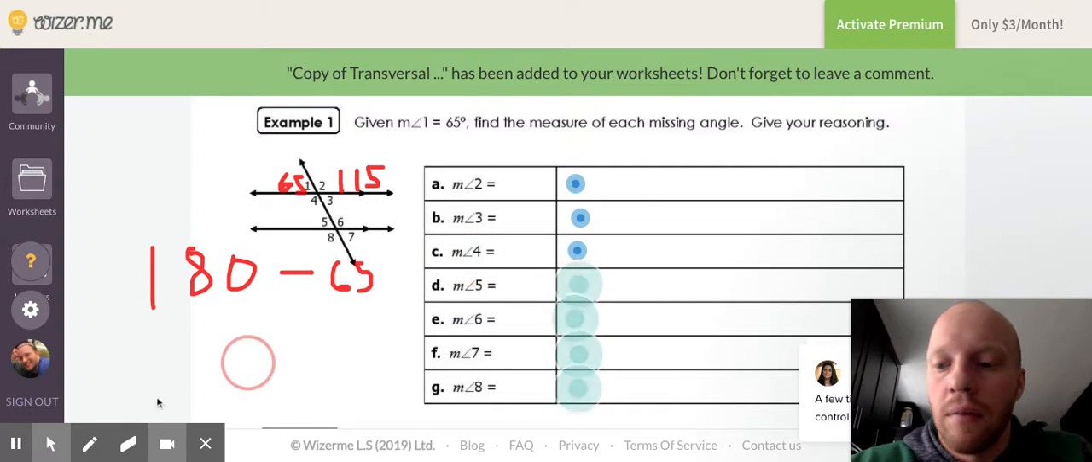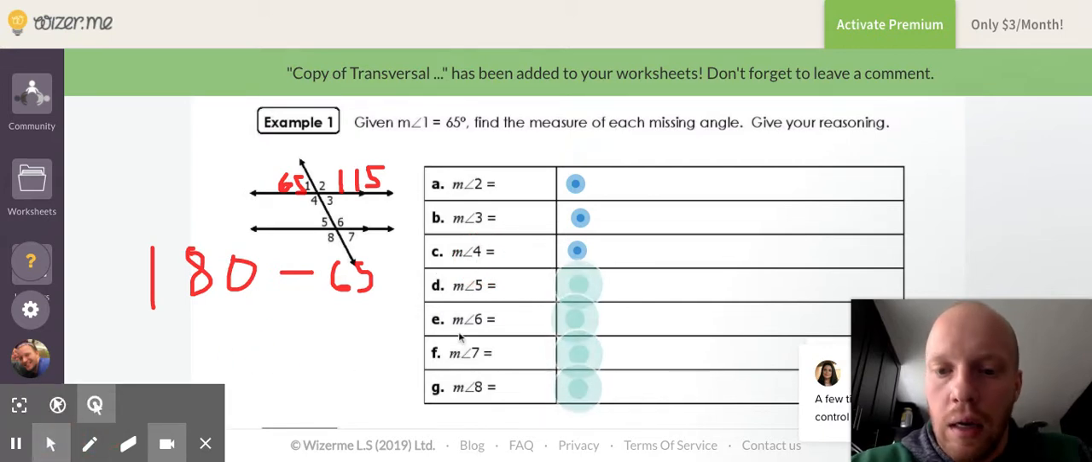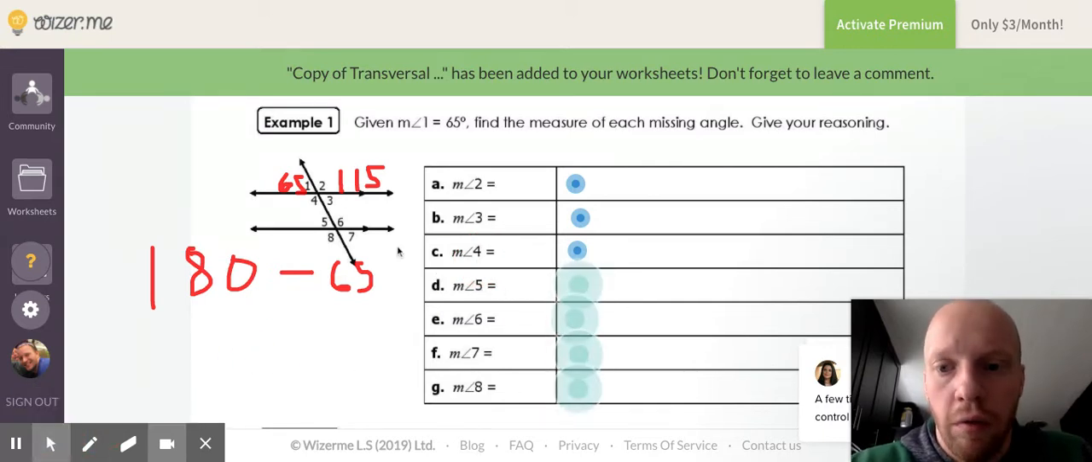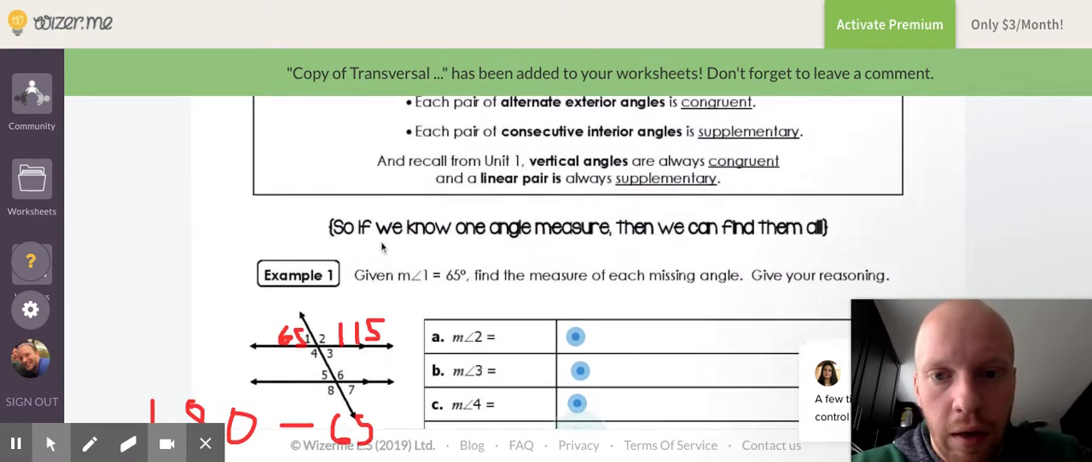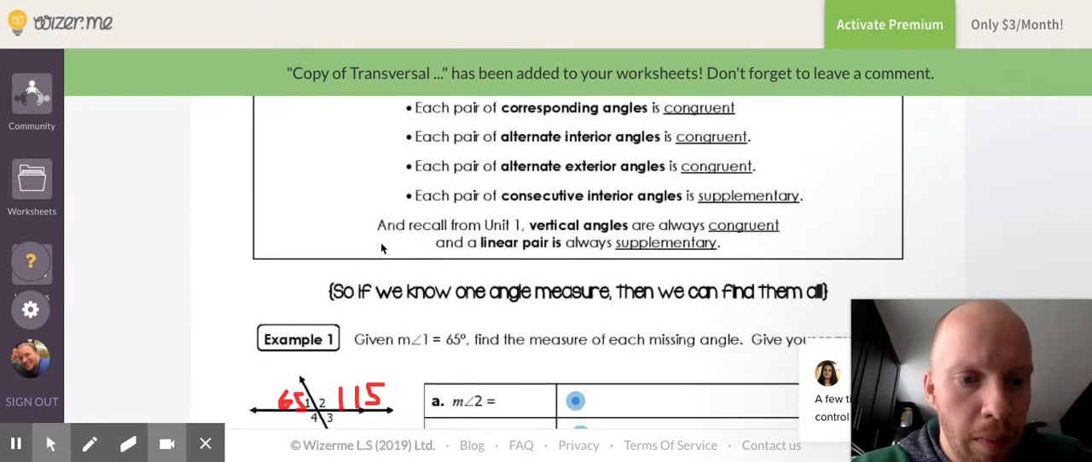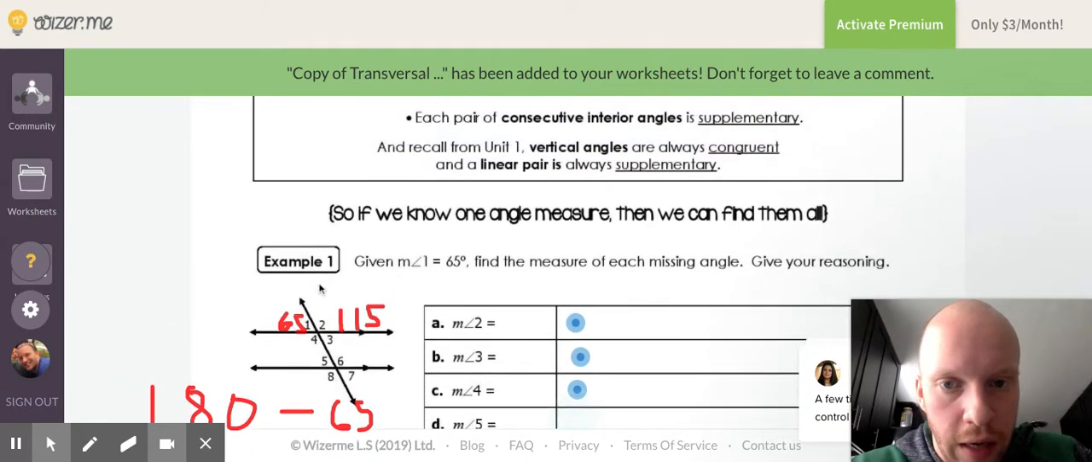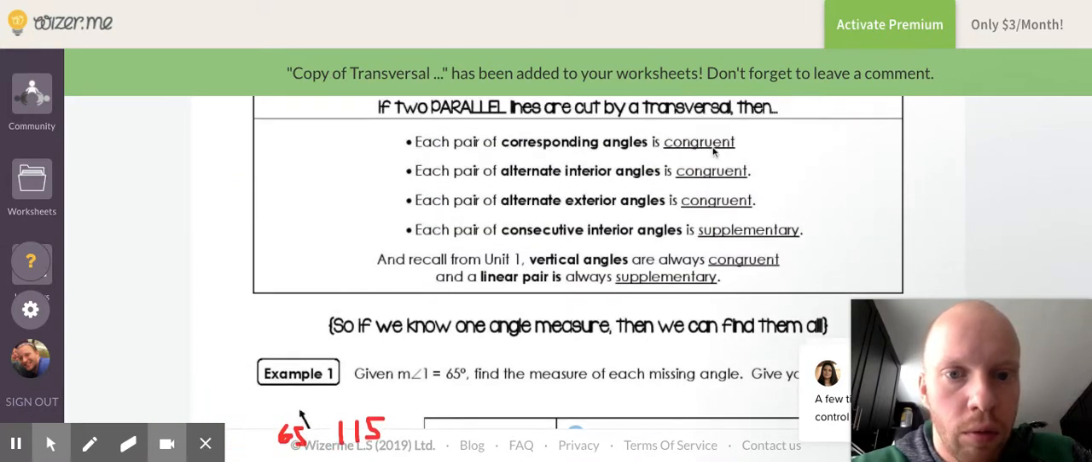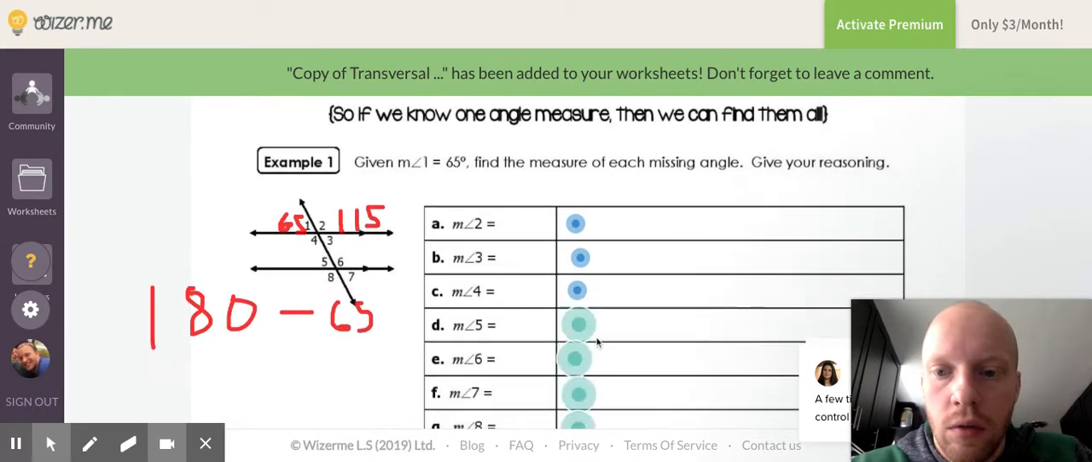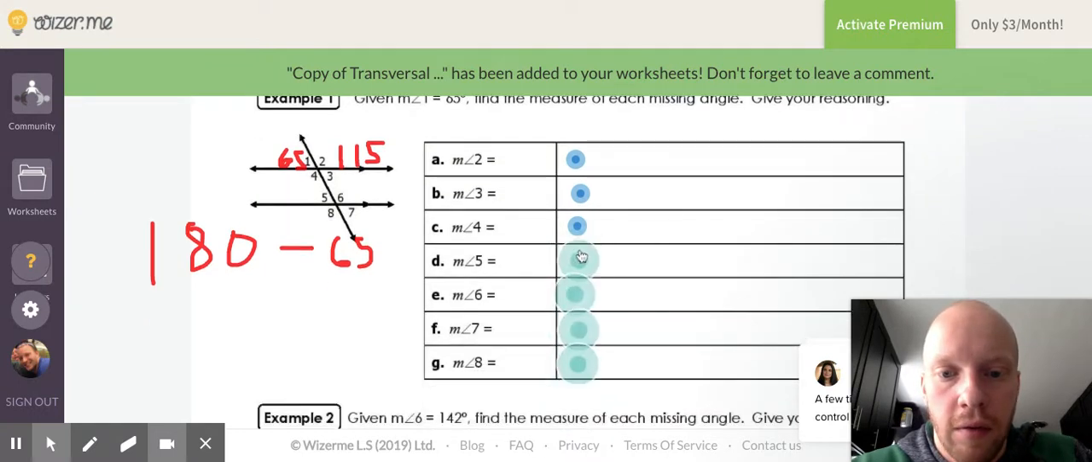Okay, so I'm going to keep going with measure of angle 5. Now, 1 and 5, right? What kind of angles are these? Well, if I go back to my notes maybe, 1 and 5 are corresponding angles. And if I take a look, corresponding angles, oh cool, they're congruent. So angle 1 is 65 degrees. That means angle 5 has to be 65 degrees.